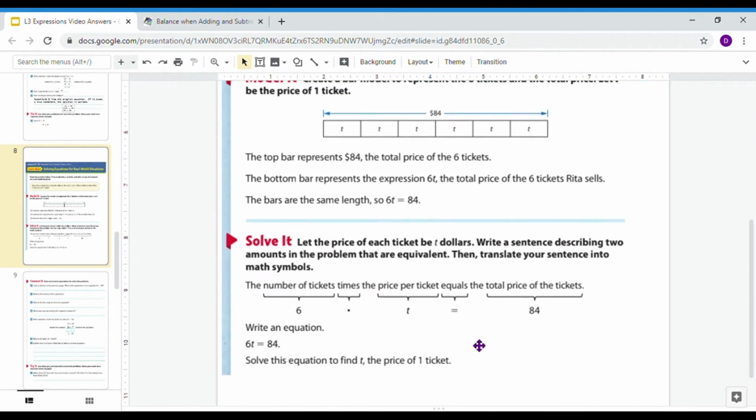And when we're trying to solve this and writing this into an expression, this is how we can think of it. Let the price of each ticket be, we're going to keep ours as x because I always like working with x. It says writing a sentence. We can think that the number of tickets times the price per ticket equals the total amount. So we know x is the price for each ticket. That's what we're trying to solve for. And we have 6 tickets and their total is 84. So when we write that out, it's 6 times T, or x, equals 84.